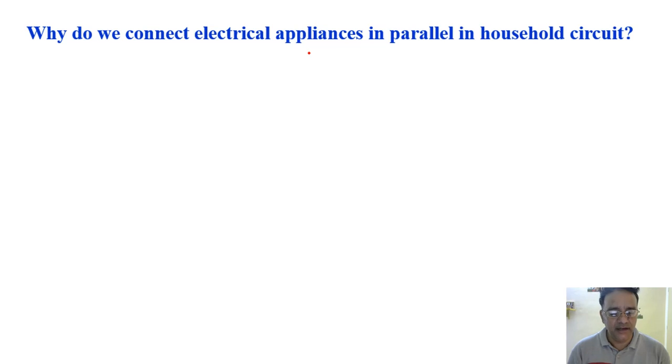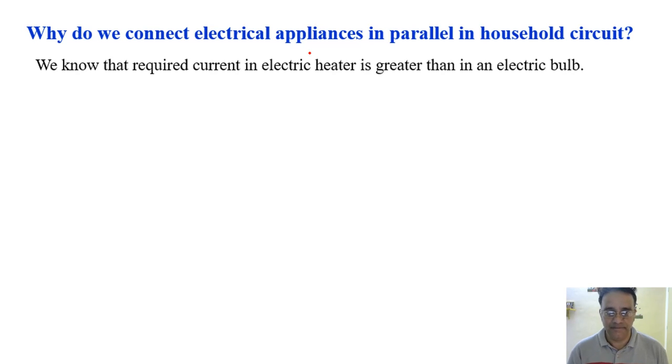Okay, so the current required in an electrical heater is greater than in an electric bulb. Electric heater में जो current है वो electric bulb के current से अलग होगा, ठीक है? So therefore we cannot connect the electric heater and a bulb in series, as the same current flows in a series circuit. I repeat it: electric heater को ज़्यादा current चाहिए with respect to electric bulb.